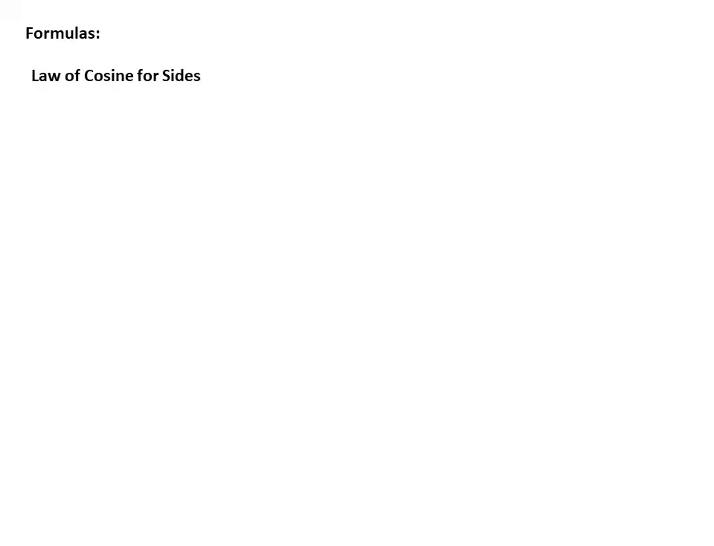Let us now have the summary of law of cosine for sides formula. For our first formula, C squared is equal to A squared plus B squared minus 2AB cosine of angle C, or it can be written also as C equals the square root of A squared plus B squared minus 2AB cosine of angle C.